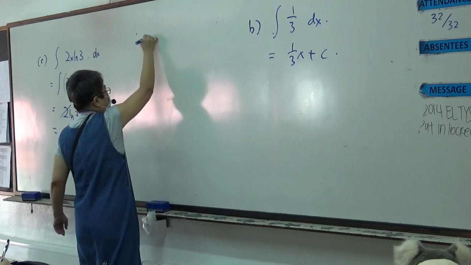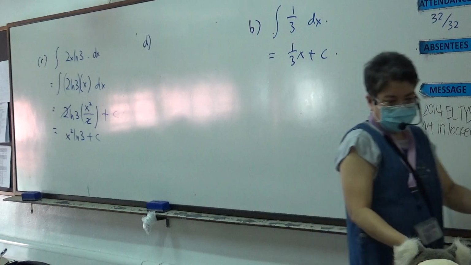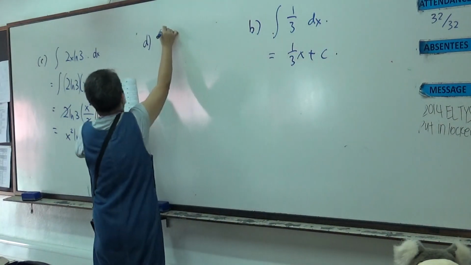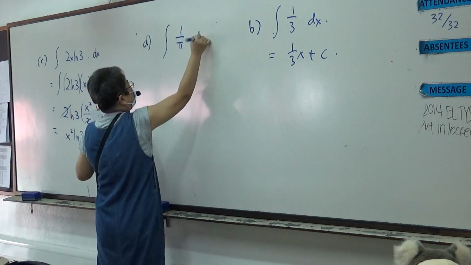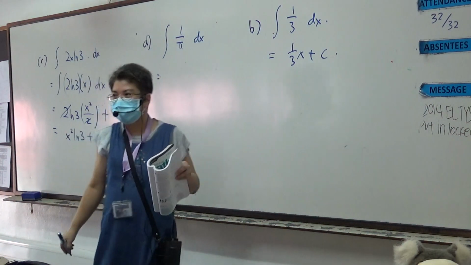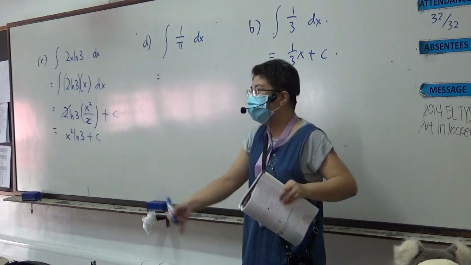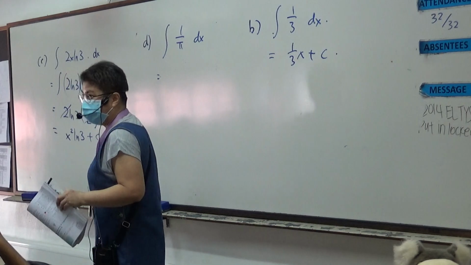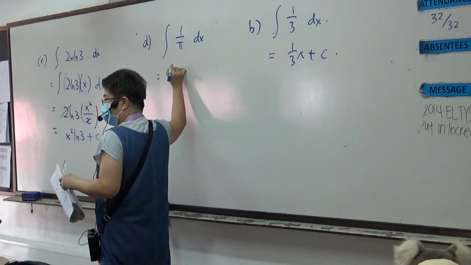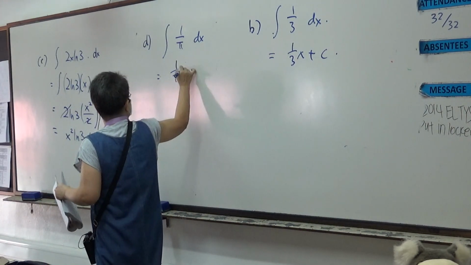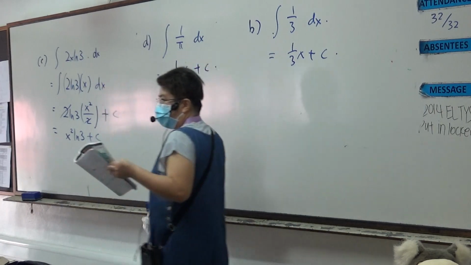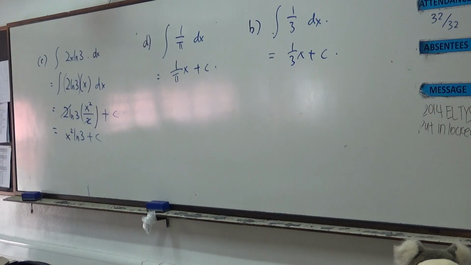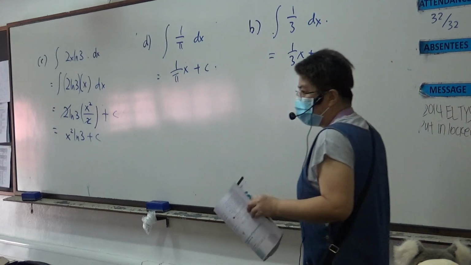Part D. I want you to think of what is 1 over pi. It's a constant. Very good. Now you can see already. Answer? 1 over pi x plus c. Or you can say x over pi, it is the same, right?